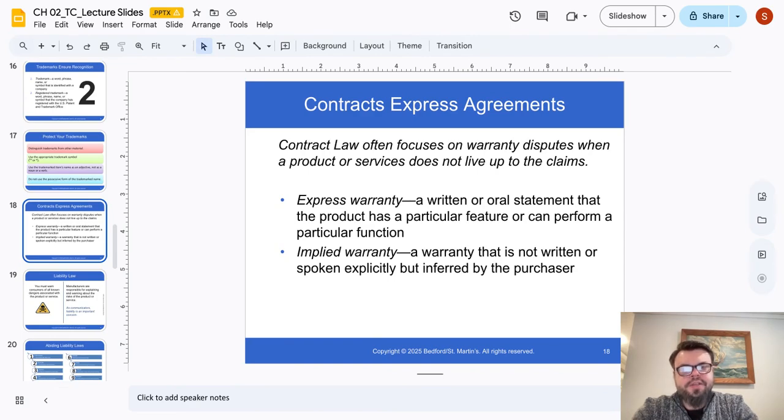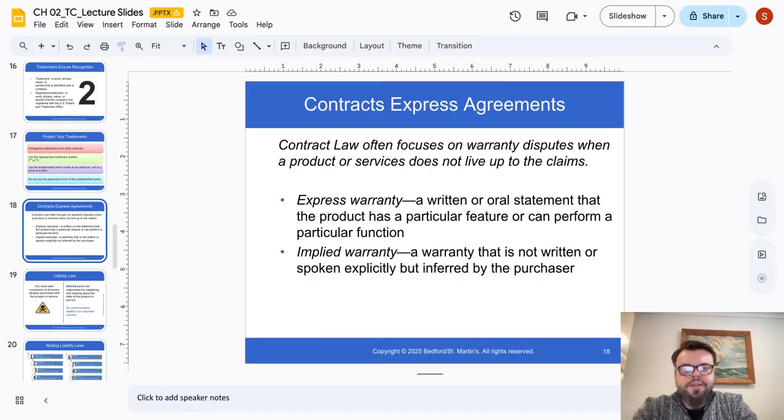An implied warranty isn't stated outright but is assumed. The chapter describes two key types: the warranty of merchantability, which guarantees basic quality and functionality, and the warranty of fitness, which applies when a seller knows the buyer's specific purpose and implies suitability. For communicators, this means that every claim in documentation matters. Overstating capabilities, using vague superlatives, or implying performance that hasn't been tested can create legal and ethical problems. Precision here isn't just good writing, it's legal protection.